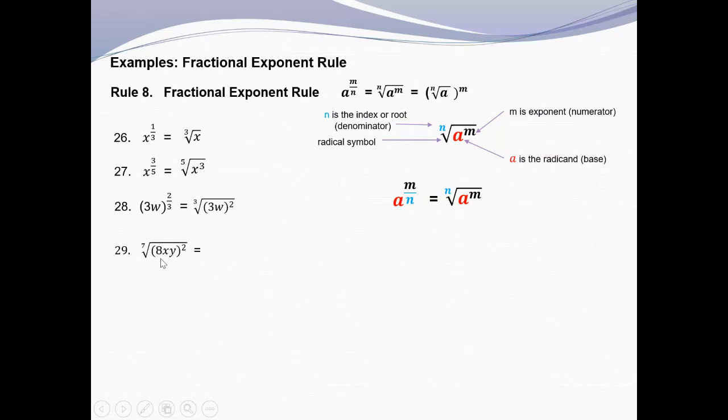Now in this one, we have to go the other way. This is going to give us the radical, and we have to put it as an exponential. There's my a, which is that, and my n is my 7, and my m is a 2, which is the exponent. So it'll be 8xy to the power of 2 divided by 7.